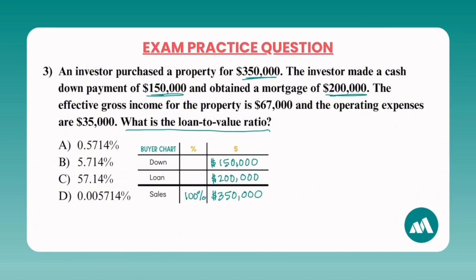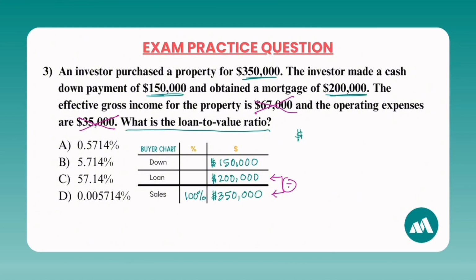Now the other stuff here, it's saying effective gross income and operating expenses. We don't need those when we are looking for the loan to value ratio, because really all we need is the loan amount and what the property sold for, the value of the property. And then we just divide those.